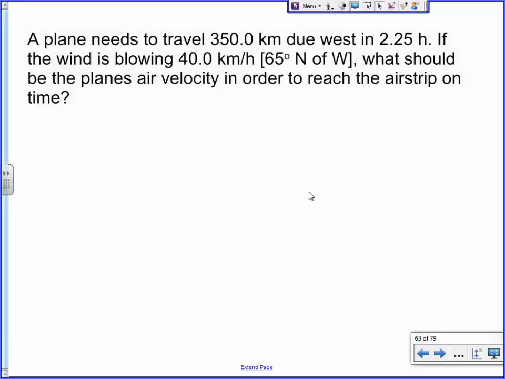So what am I looking for? I need to know how fast the plane has to think it's traveling. That's not what the plane is actually traveling, but the green line right here is what the plane thinks it's traveling. The black line is what it's actually going to do. The red line is how the wind is going to push it, and it needs to compensate by going this way.